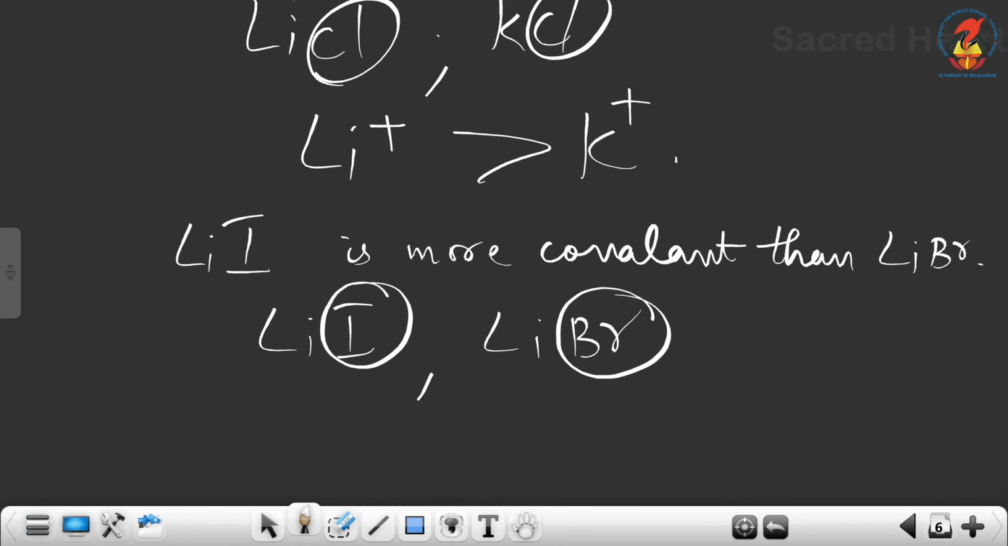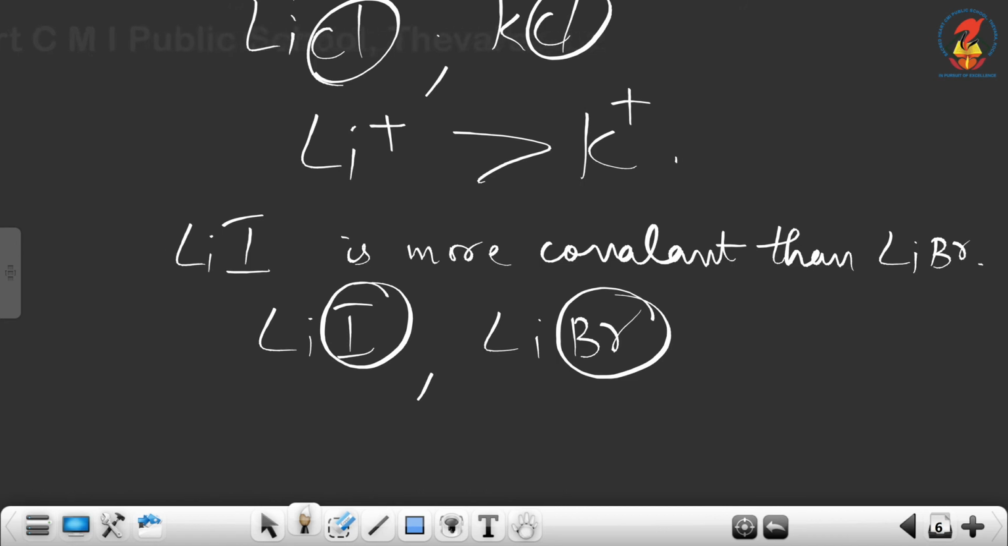So, what will be your answer? I- is larger in size than Br-. So, electron cloud of I- gets easily polarized. So, lithium iodide is more covalent than lithium bromide.